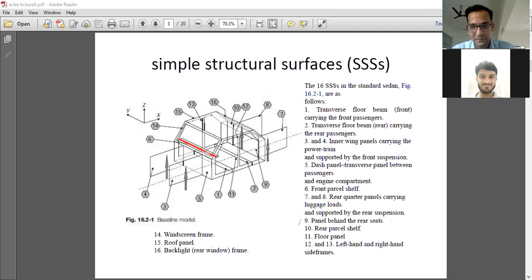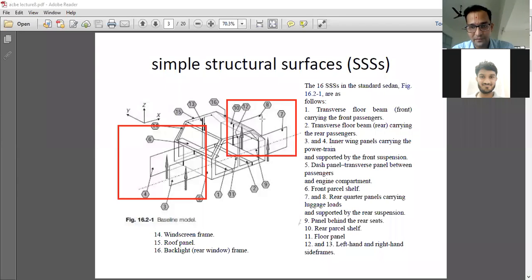In a similar manner, we have the rear parcel shelf also, which is 10. This one is the rear parcel shelf, indicated by 10. I'll go for 7 and 8: rear quarter panels carrying luggage load. You will be able to see 7 and 8 over here. Just like 3 and 4, you have 7 and 8: rear quarter panels carrying luggage load.